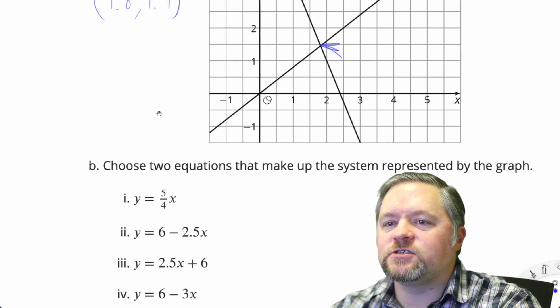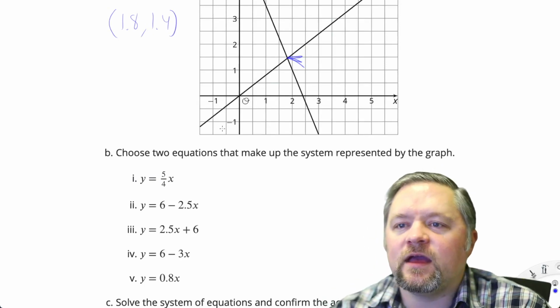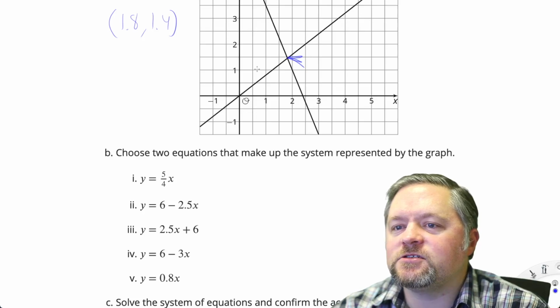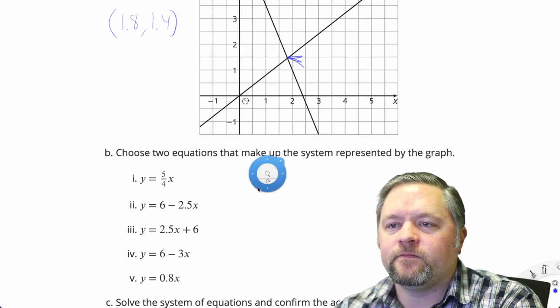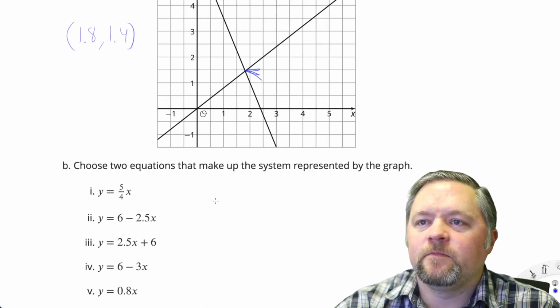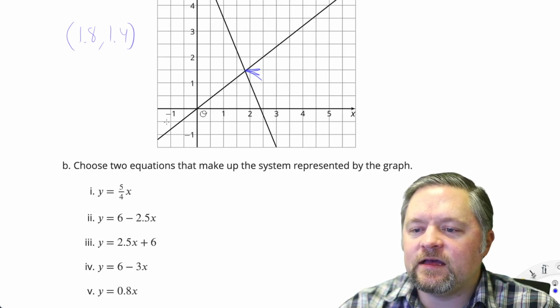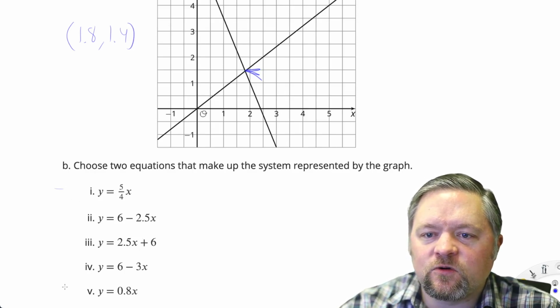Choose two equations that make up the situation represented by the graph. Okay. Well, let's look at the slopes of these. How about the y-intercepts of these? This line right here has a y-intercept of 0, which means it's either this one or this one.